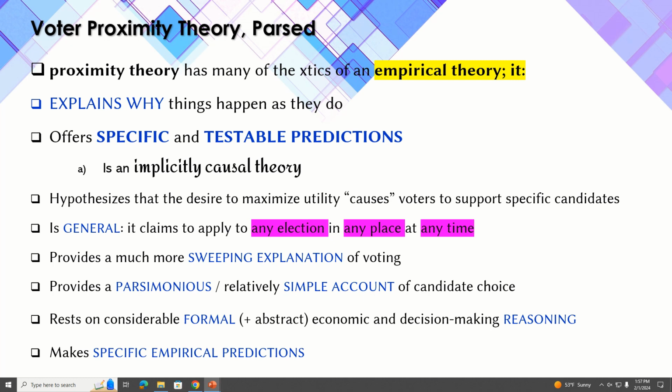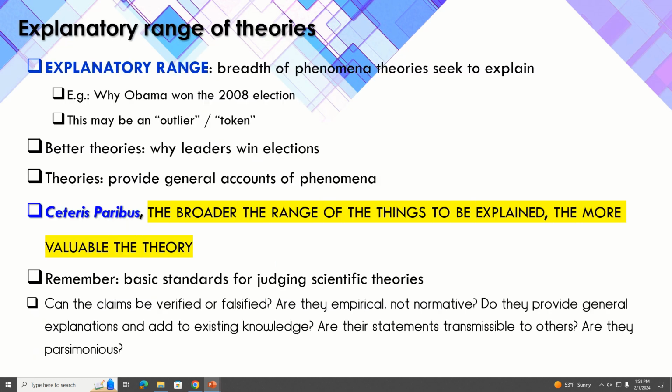It rests on formal, if abstract, economic decision making. And so when we think about why people do the things that they do, actually, this voter proximity theory leads us to think about another theory called rational choice, that people do the things that maximize their own utility. So decision-making theoretical approaches, and it makes very specific empirical predictions that can be tested. Will people vote for the candidate that they are closest to?